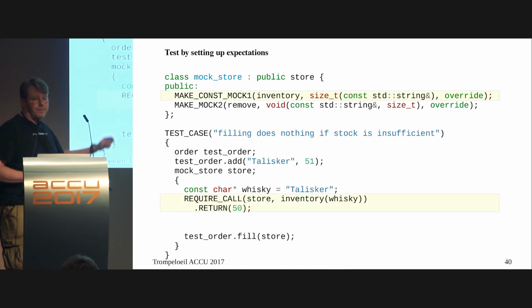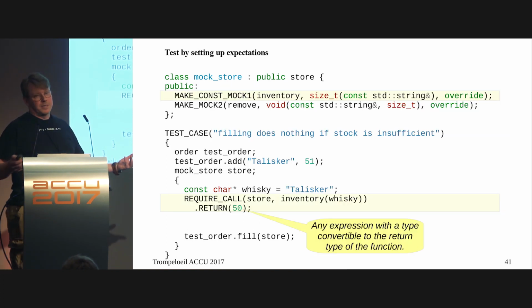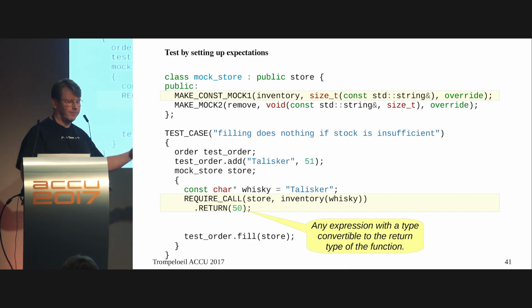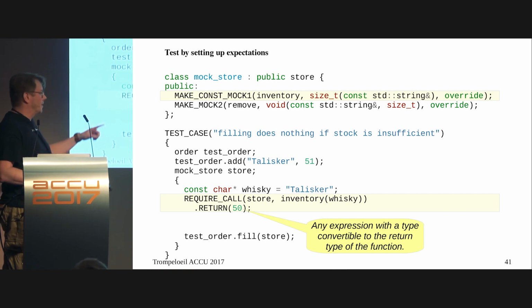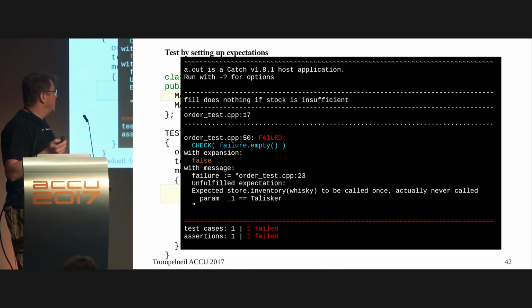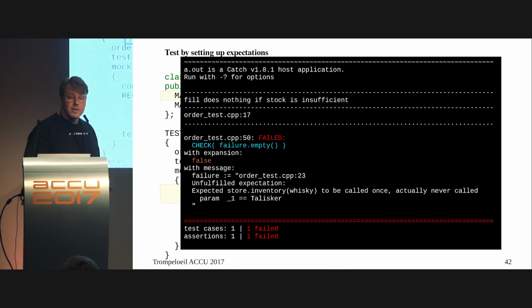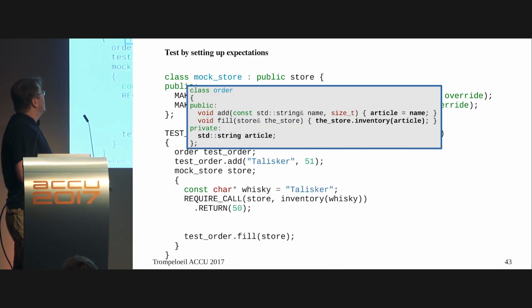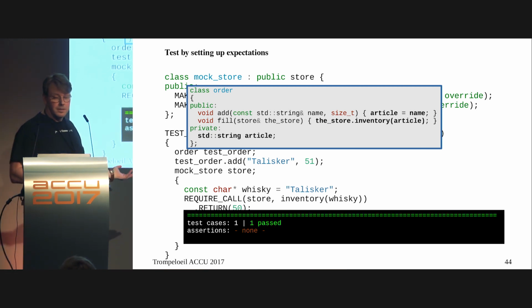So I added return 50. This can be any expression. You could call rand, a very bad idea, but you could. As long as the type of the expression is something that is convertible to the return type of the function. So that compiles and it runs and it fails because we did a stupid implementation that doesn't do anything. So let's change that. Let's make add remember the article and fill call inventory. Okay, super lazy, nothing that works. But this compiles and it passes the test.